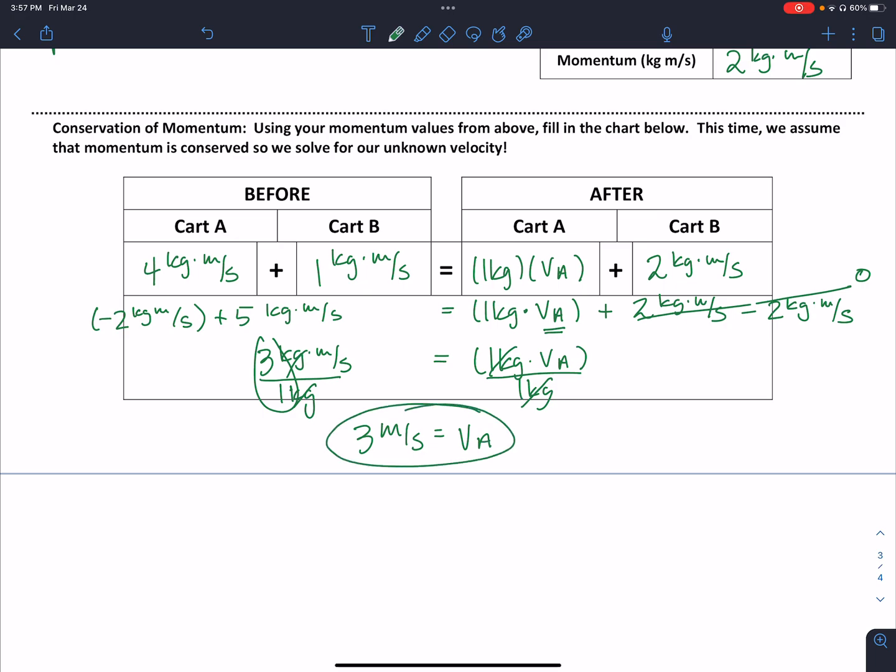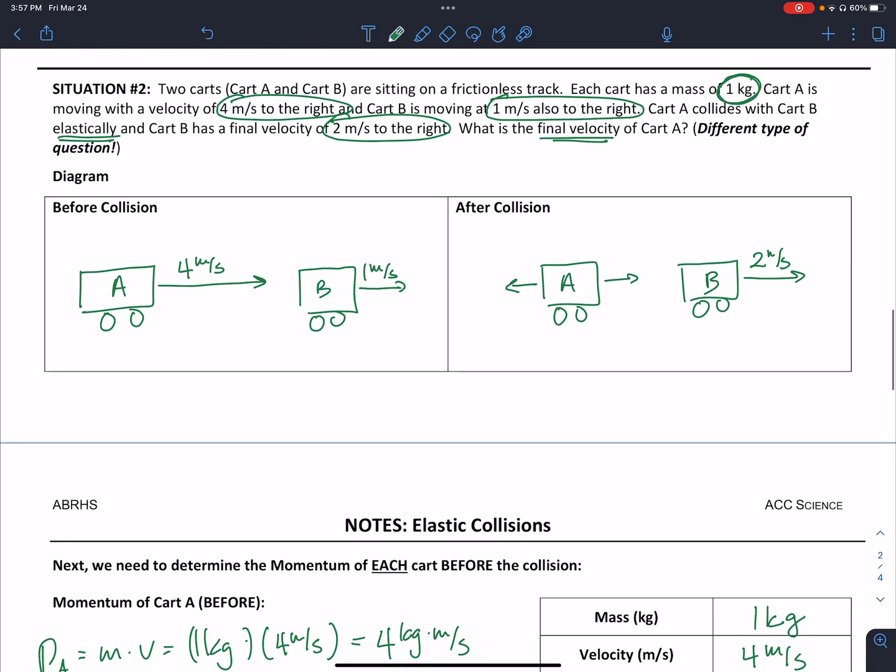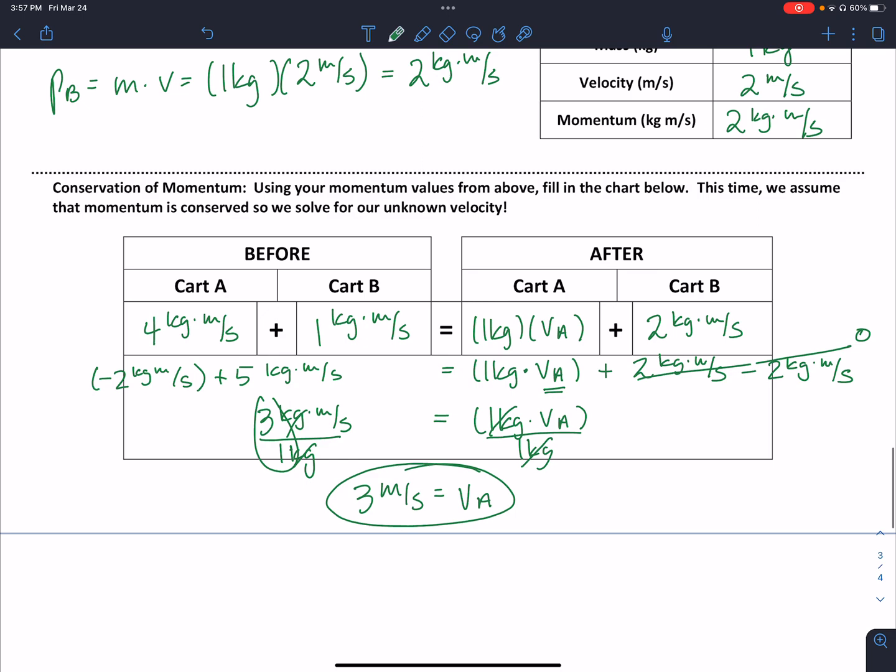If I go back up to my diagram, I can erase my left arrow because it's not moving to the left, and I can put in 3 meters per second. Now if you look, because the two carts have the same mass, you'll see that the velocity values on one side, 4 plus 1 is 5, are equal to the velocity values on the other side. That's kind of nifty how that works. So that's just another way to utilize this idea of conservation of momentum by finding an unknown velocity.